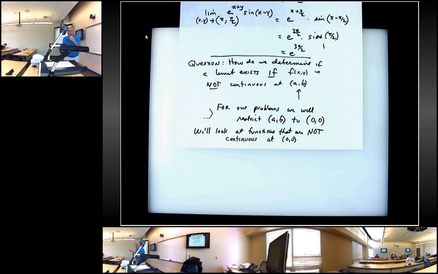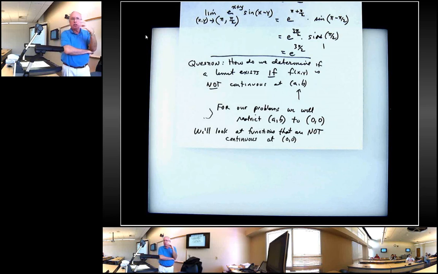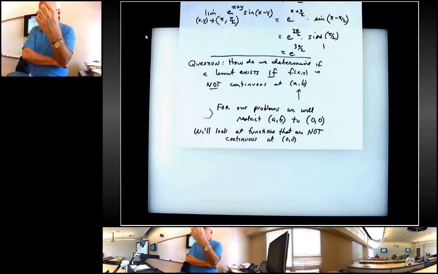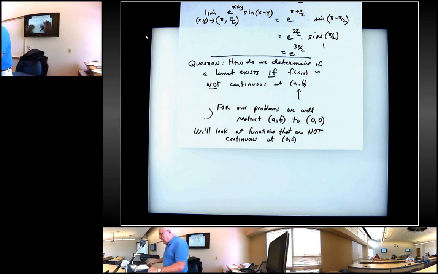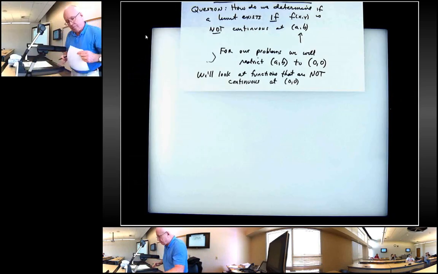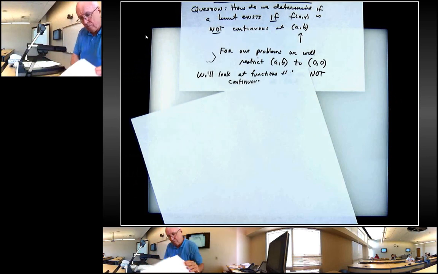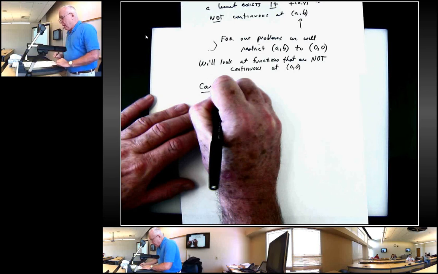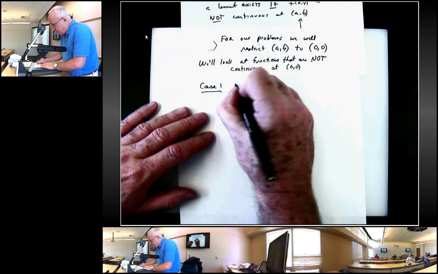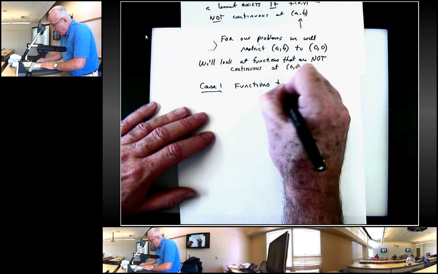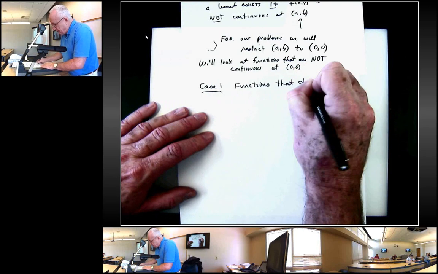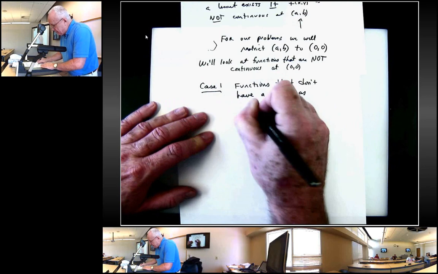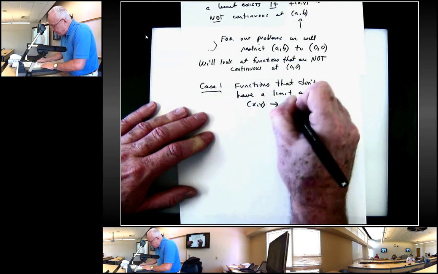So, first of all, I want to look at the case where functions don't have a limit at (0, 0). So let's put it this way, case 1: functions that don't have a limit as (x, y) approaches (0, 0).